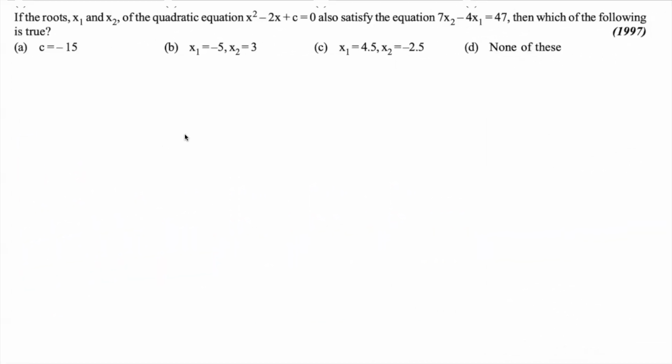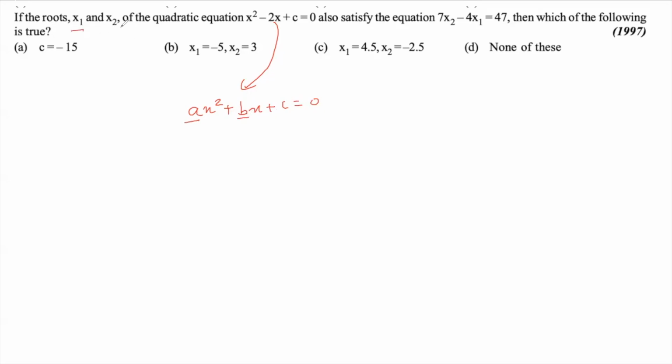Right. So it's a super easy one. If the roots x1 and x2 of the quadratic equation also satisfy the equation 7x2 minus 4x1 equal to 47, then which of the following is true? Okay, the equation here is of the form ax square plus bx plus c. It's a quadratic. And guys, for quadratic equations, we know the sum of the roots is minus the coefficient of x upon the coefficient of x square.